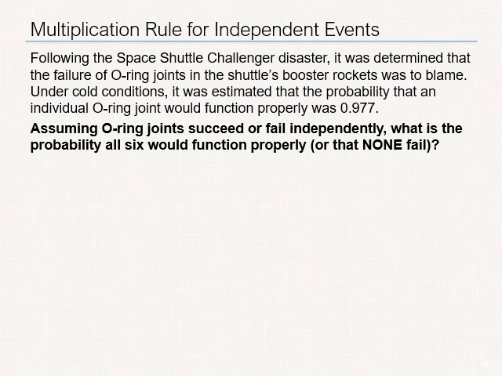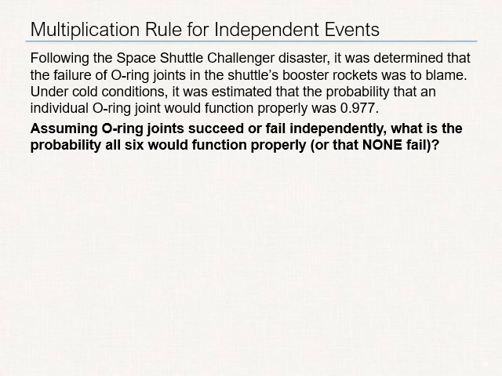So it was down near freezing or close to it. Assuming that, here's the question we want to investigate. Assuming the O-ring joints succeed or fail independently, in other words, if one O-ring joint starts failing, it's not going to cause another one. They're all independent, and they fail or succeed independent of each other. What is the probability that all six will function properly?